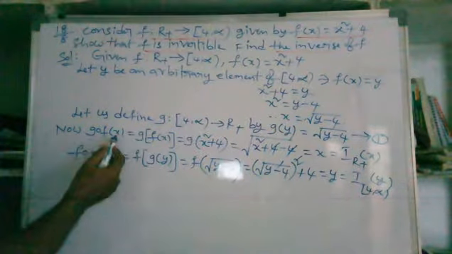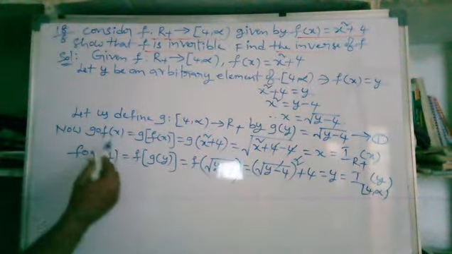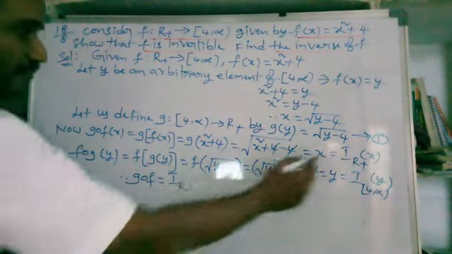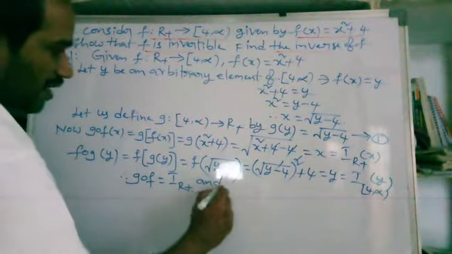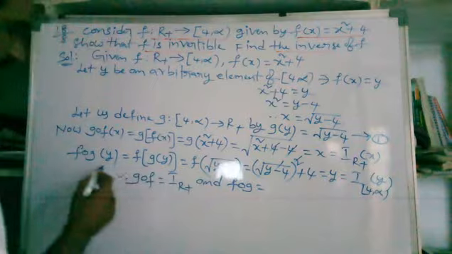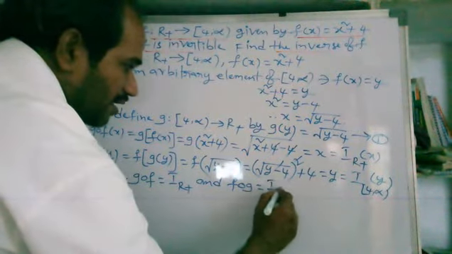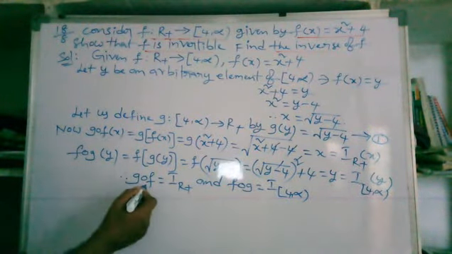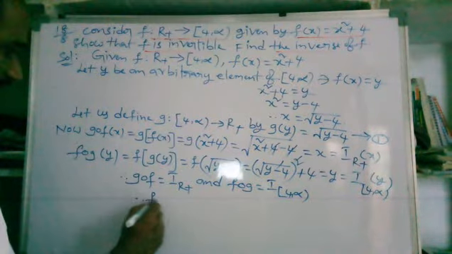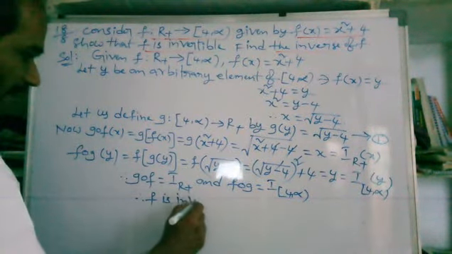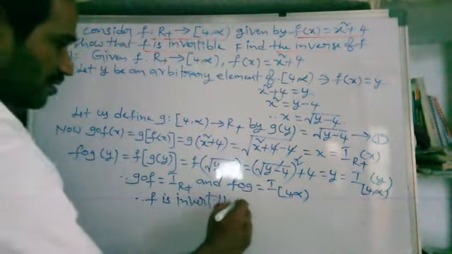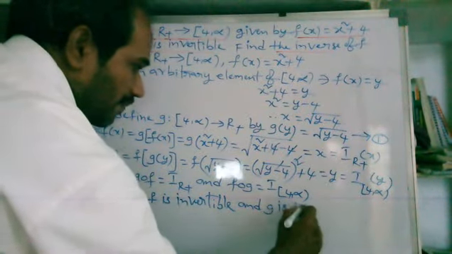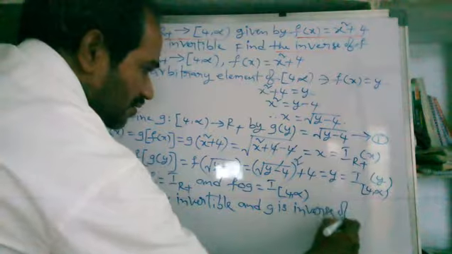So g circle f of x is equal to I of x. Removing x on both sides, g circle f is equal to I R plus, and f circle g is equal to I [4, infinity). So the composite functions are identity. Therefore f is invertible, and g is the inverse of f.